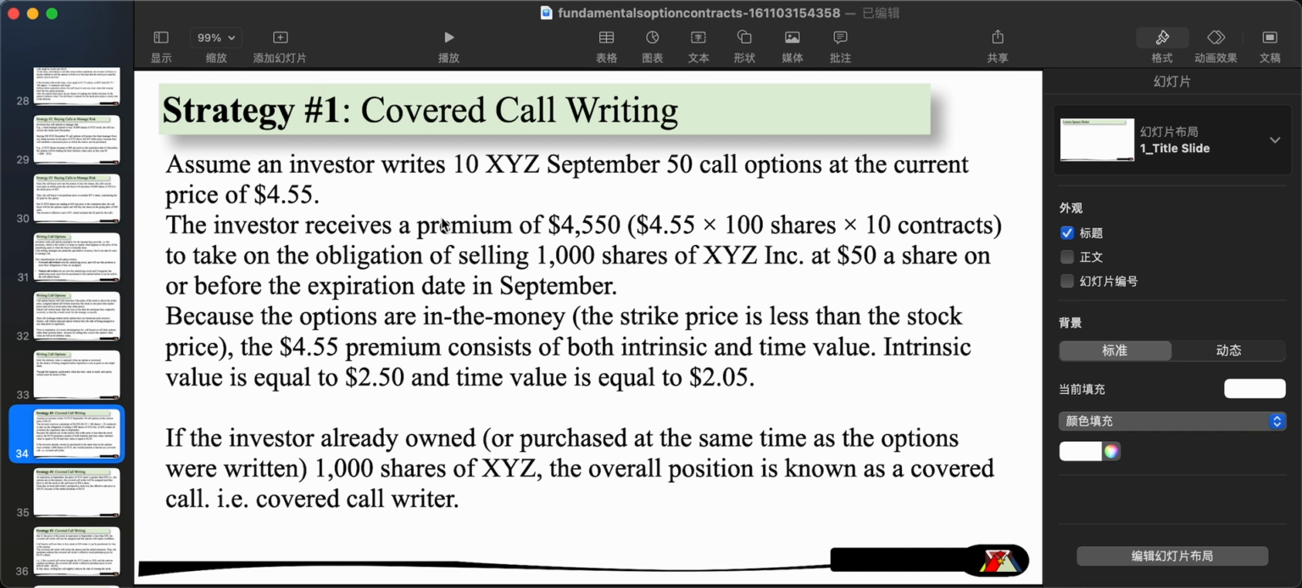Because the options are in the money, the strike price is less than the stock price, and the 4.55 premium consists of both intrinsic and time value. Intrinsic value is equal to $2.50 and time value is equal to $2.05. So if the investor already owned, or purchased at the same time as the option was written, 1,000 shares of XYZ, the overall position is known as a covered call, and the investor as a covered call writer.